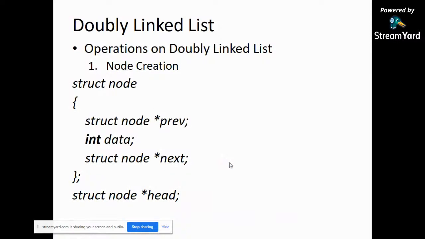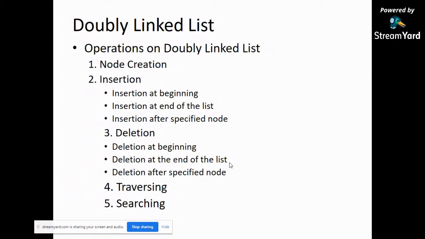Now again, the operations on a doubly linked list. The first operation is node creation. Here the node creation is similar to that of a singly linked list. The difference is that here we have declared two pointers. Apart from that, the operations which are possible are insertion, deletion, traversing, and searching. These are similar to what we did in the singly linked list. Here, instead of manipulating one pointer, we have to manipulate two pointers. That is the only difference here.